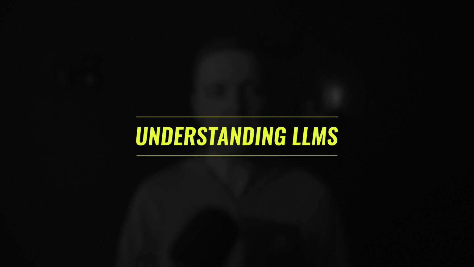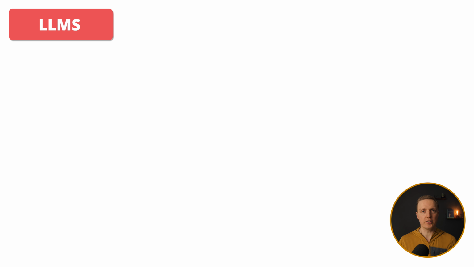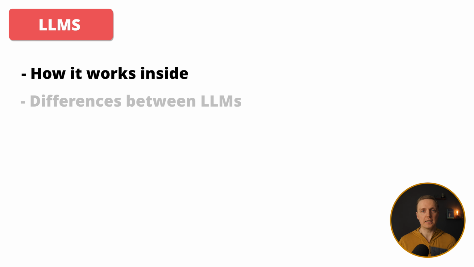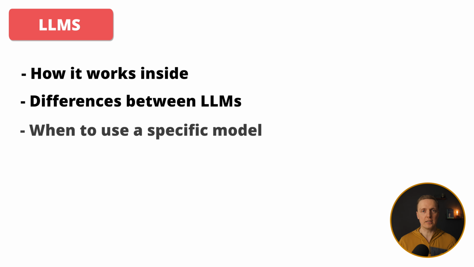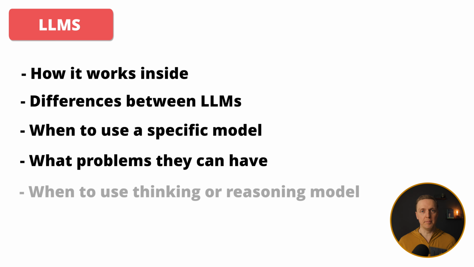The next important point is to understand LLMs. For a lot of people, it is still a magic black box which just gives you random answers. But as an AI engineer, you must understand how LLMs are working inside, what are the differences between them and when it makes sense to use this or that, what problems they can have and how to solve them, and understand when you need to pick up, for example, a thinking or a reasoning model. So basically you need to learn more about LLMs, like for example what is GPT, Claude or other things.